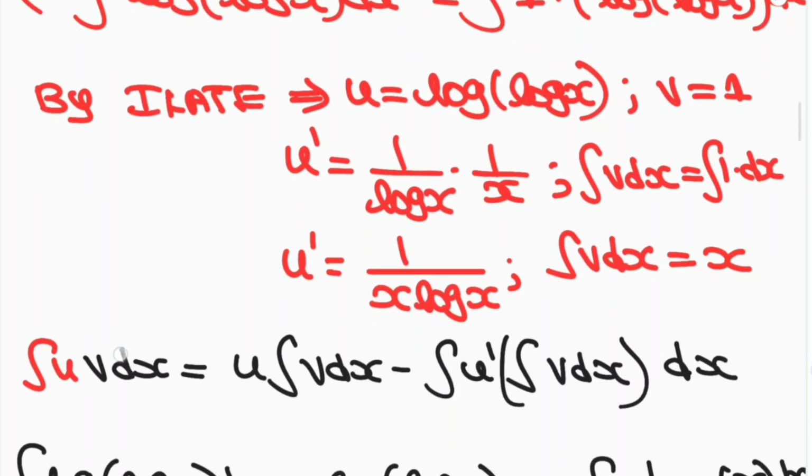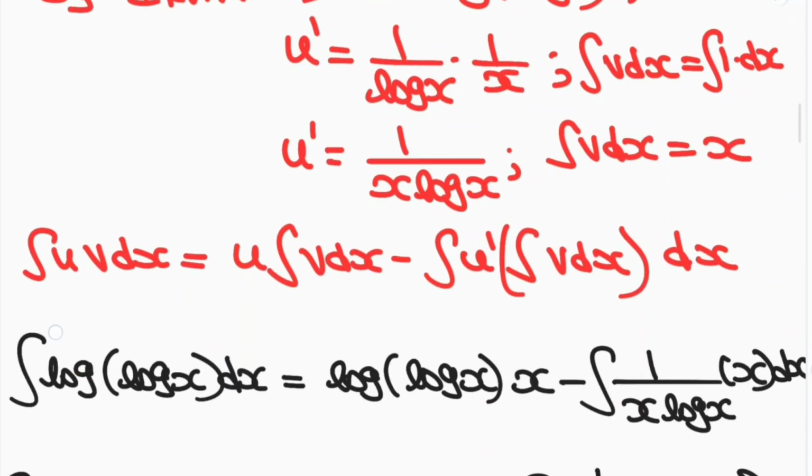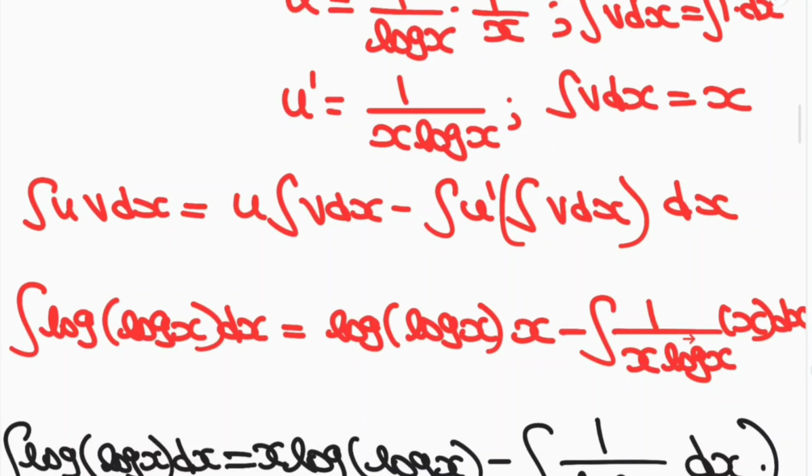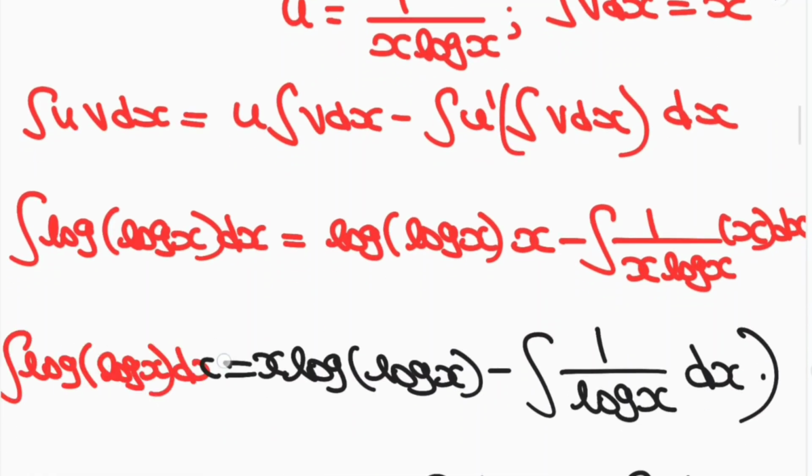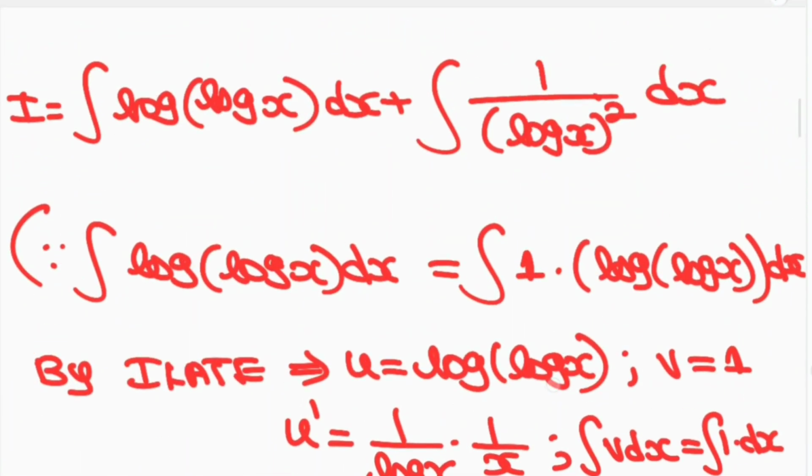Then what is the formula? Integral uv dx equal to u integral v dx minus integral of u dash into integral v dx, of dx. So integral of u into v, that is log x into 1. So it is integral log x dx equal to u, so log x into integral v dx is x, minus integral of u dash, that is 1 by x, into x dx, the v integral value. So x gets cancelled. So integral log x dx is x log x minus integral of 1 dx, which is x. So that is the answer for this first integral.